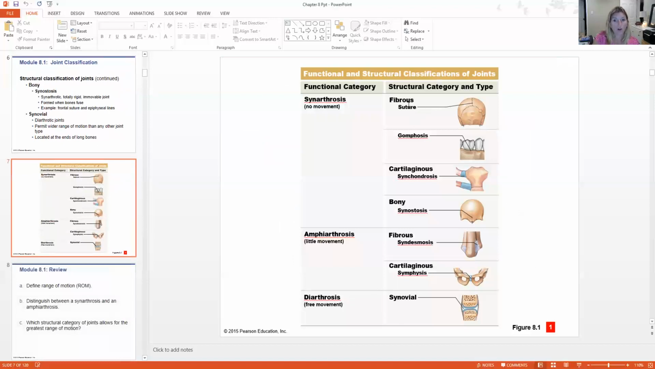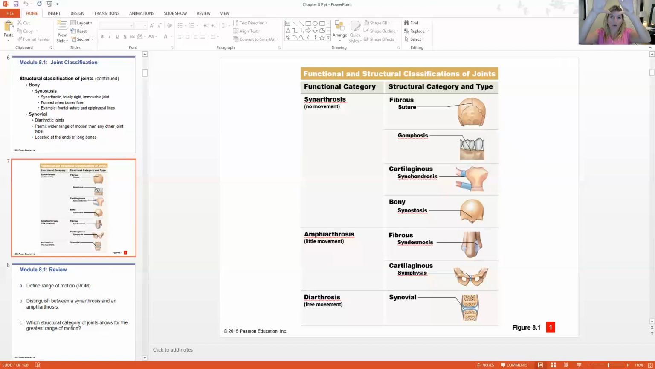So we have all of these structural classifications: fibrous like sutures and gomphoses, cartilaginous like a synchondrosis, bony which would be a synostosis, fibrous the syndesmosis, cartilaginous a symphysis, and synovial. There's a lot of S words in this chapter, as you see just by looking at this page. So what I suggest doing is writing each of these names on a note card or even on a post-it, and see if you can recreate this chart as a graphic organizer.